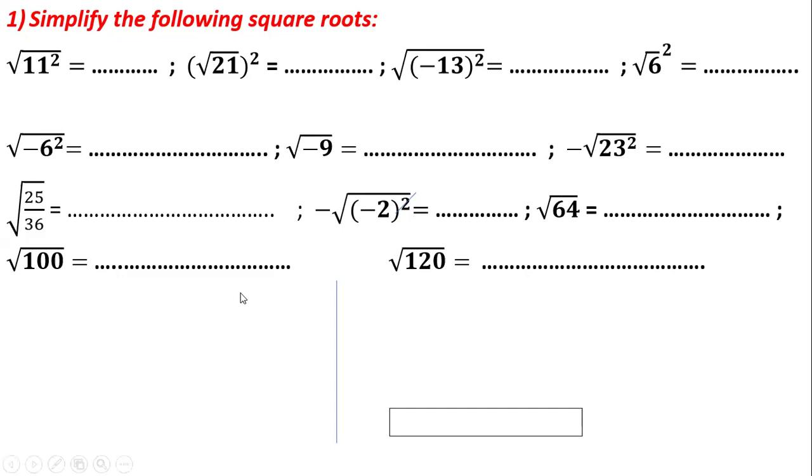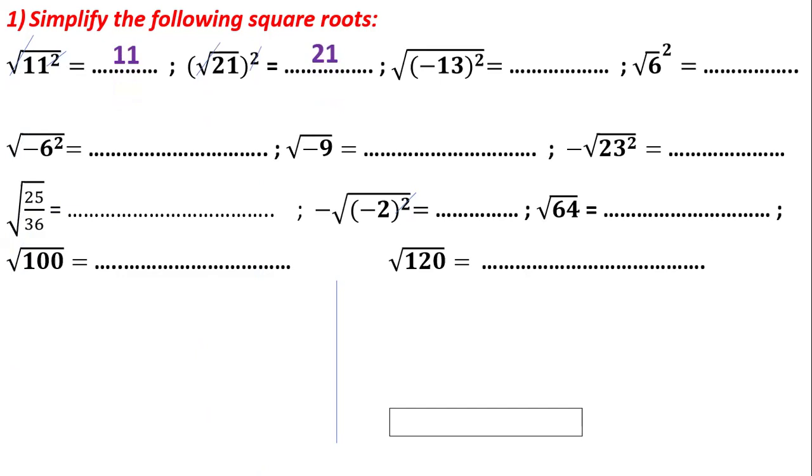Now, let me start. Radical 11 squared. We say the squared cancels the radical, so I will get 11. Radical 21, all of it squared, also the squared cancels the radical, and the answer is 21.